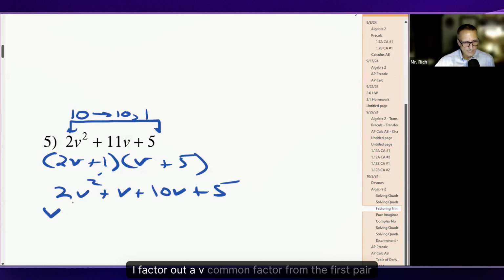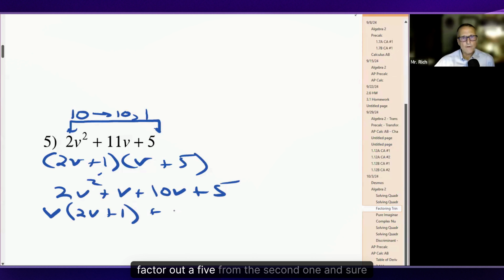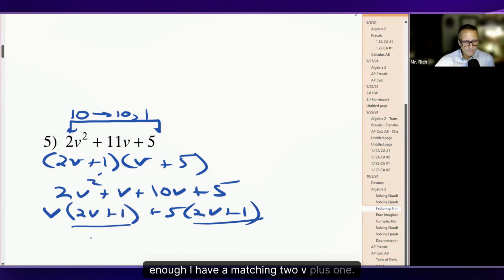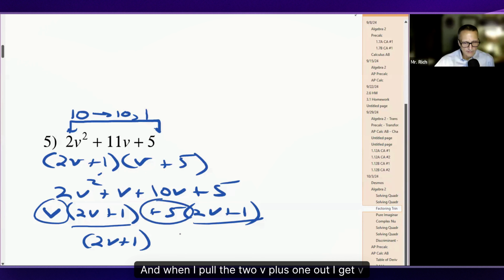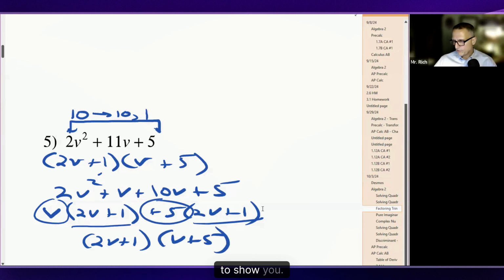I factor out a v common factor from the first pair of terms, factor out a 5 from the second one, and sure enough, I have a matching 2v plus 1. And when I pull the 2v plus 1 out, I get v plus 5. All right, so that's the method that I wanted to show you there.